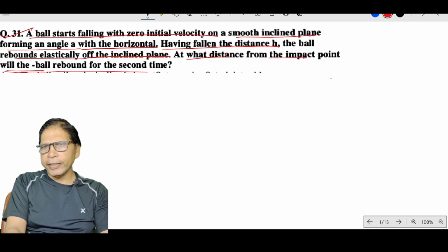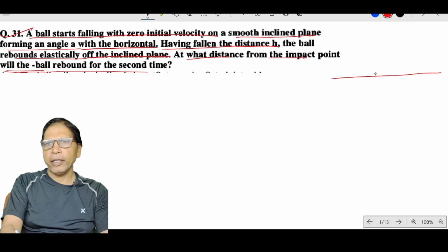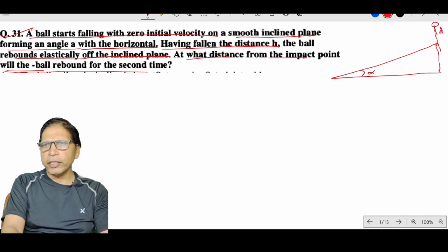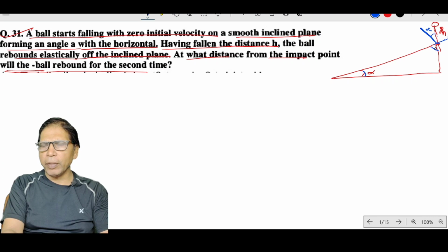Now look at this. This is the inclined plane. Angle of inclination is alpha. This is the height h from which the ball falls on the inclined plane. Look at this. This is the normal to the incline. This angle is alpha, this is 90 minus alpha. So this is 90 minus alpha, so this is alpha. Therefore the angle of inclination of the inclined plane is alpha.